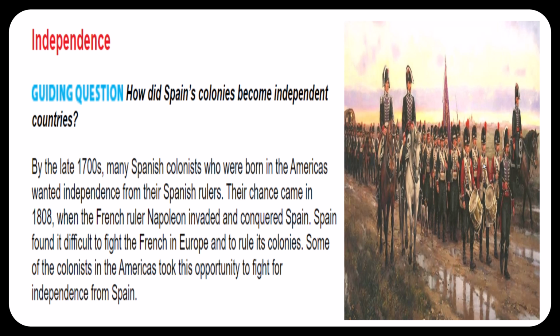Question number 1. By the late 1700s, what did many Spanish colonists who were born in the Americas want? They wanted their independence from Spain. Question 2. Which world leader and country invaded Spain in 1808? It was the French ruler Napoleon Bonaparte. Question 3. How did the Spanish colonists in South America use 1808 as a way to fight for their independence? Well, they realized that Spain would have a hard time fighting Napoleon and the people fighting for independence, so they took their chance.